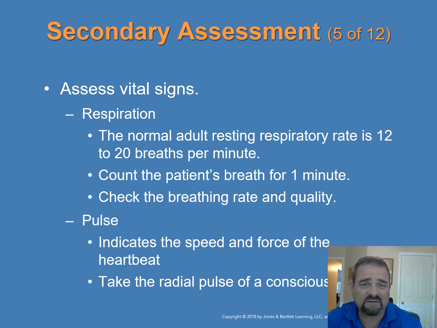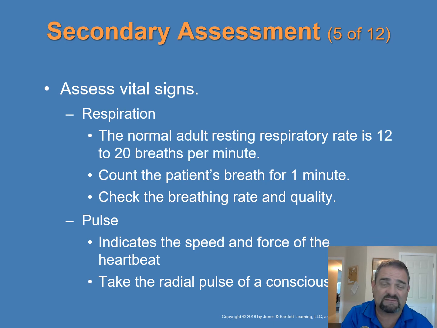All right, next, vital signs, respirations and pulse. First off, rate and quality. I always tell people, if you just remember the rate and the quality of either one of these, respirations or pulse, you're way ahead of the game. Normal adult resting respiratory rate is somewhere between 12 and 20. It all depends on their physical condition. But if you go with a normal 12 to 20 breaths per minute, you're in the ballpark. Count the patient's breaths for 1 whole minute. Check the breathing rate and quality.